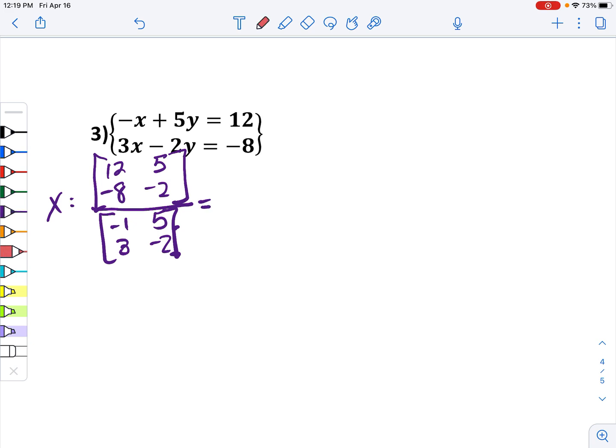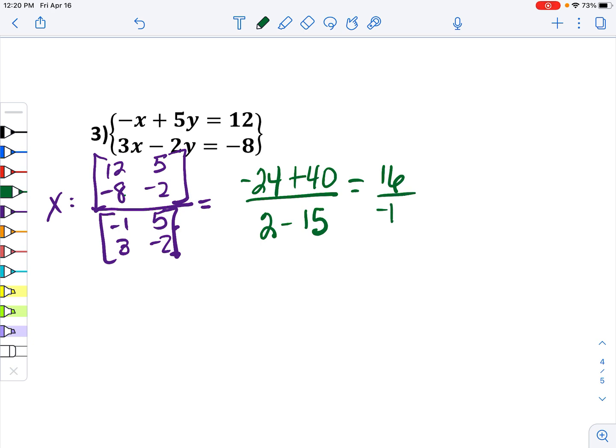And then we're going to multiply A times D, 12 times negative 2 is negative 24. That's negative 40, so I'm subtracting a negative 40, so that's adding 40. Negative 1 times negative 2 is 2, minus 15. Negative 24 and 40 is 16. 2 minus 15 is a negative 13. And this is one where we don't have constants, and that's okay.